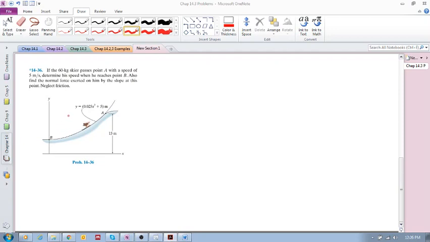So what do we have here? We've got some force information, we've got mass, we have velocity, and we've got some position or height information. So we can use the principle of work and energy: half m vA squared, plus the sum of all the work done by the forces acting on the particle from A to B, is equal to half m vB squared. The first thing we should always do is draw the free body diagram.